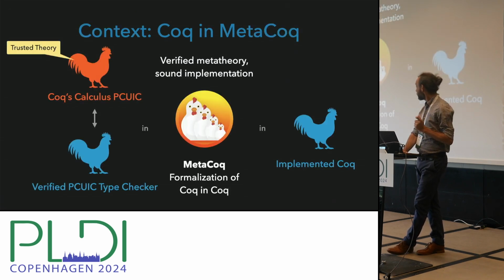So the context is that we work in the MetaCoq project, where we have already verified quite a bit of the metatheory of Coq. The name of the calculus is PCUIC in MetaCoq, and we verified a type checker for this semantics, which should correspond to Coq. They are not exactly the same as implemented Coq today.